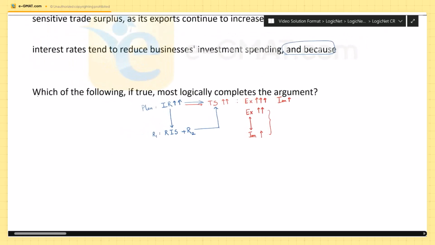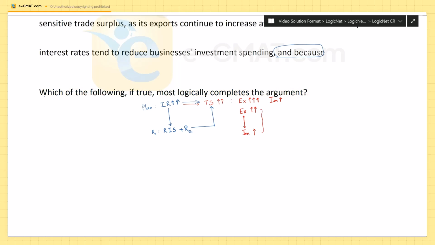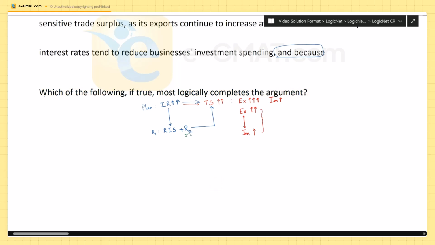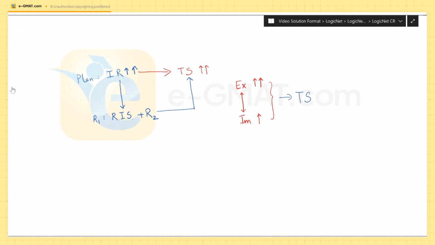The question asks us which of the following, if true, most logically completes the argument. So we need to find R2 such that R2, the second reason, combined with the first reason about reduced investment spending, can make us understand or make us believe how the increased interest rates can widen the trade surplus.